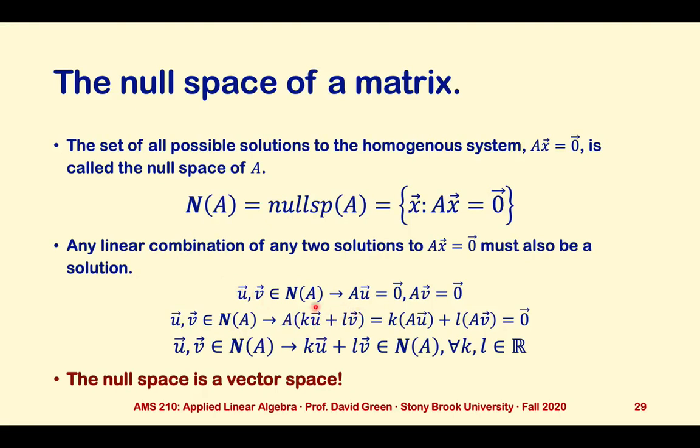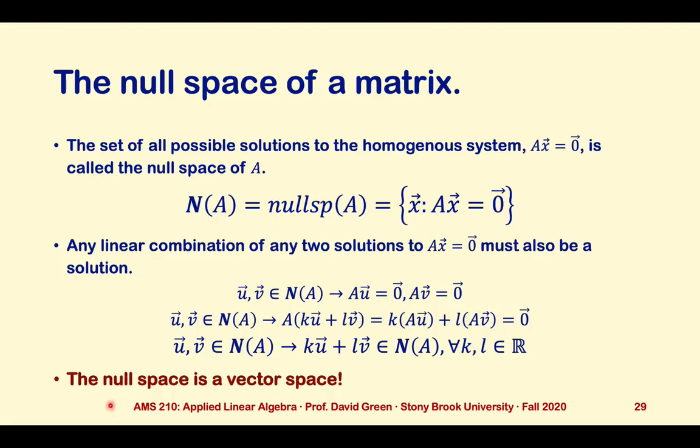If we then take a linear combination of those, k times u plus l times v for some scalars k and l, and ask what is A multiplied by that linear combination, the rules of matrix algebra mean we can rewrite this as kAu plus lAv. But Au is 0 and Av is 0, so this has to be 0 as well. In other words, ku plus lv is also a solution to Ax equals 0. ku plus lv is also an element of the null space.